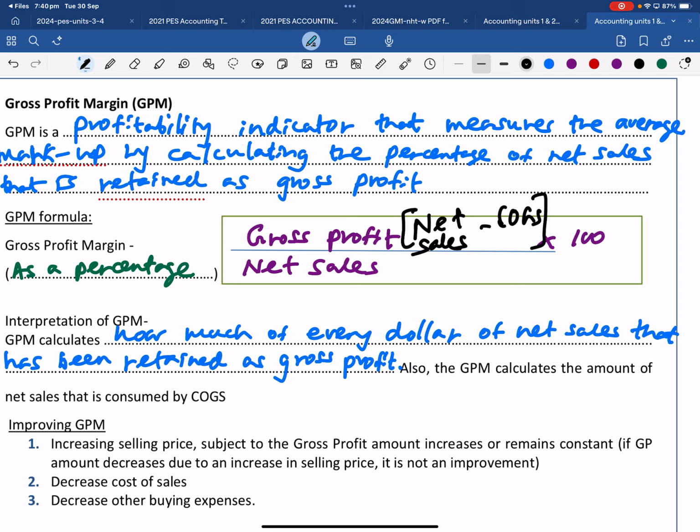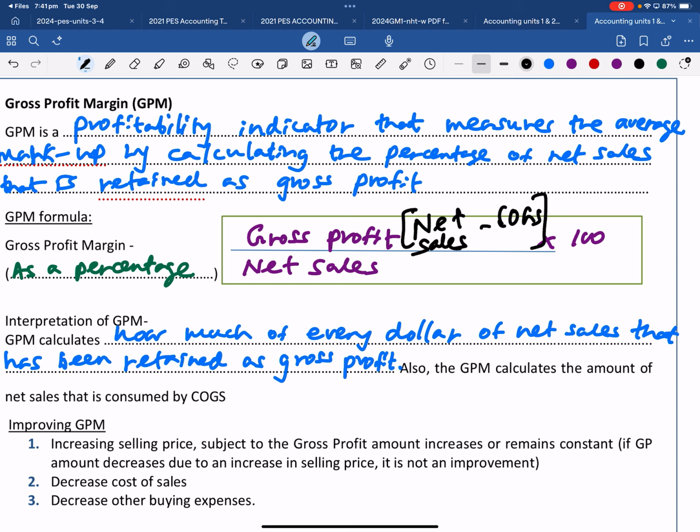So there you also have two options. Either you reduce the cost of sales, you find a cheaper supplier, or you reduce the buying expenses, like cartage inwards. Buying expenses are part of the COGS, the cost of goods sold. So you have two options, guys: either you increase the selling price or decrease your COGS. Both ways you can improve the GPM.